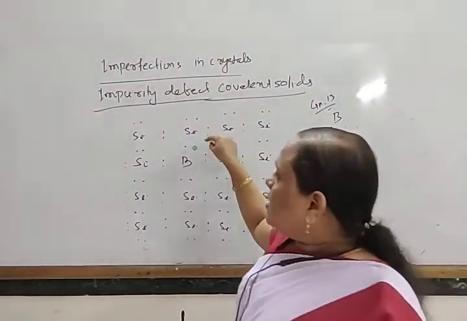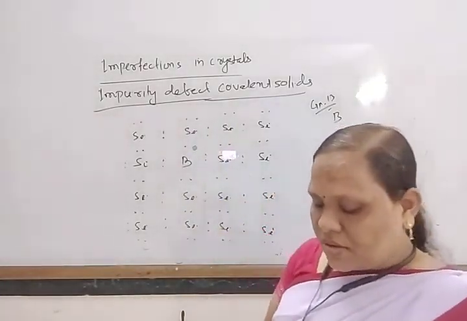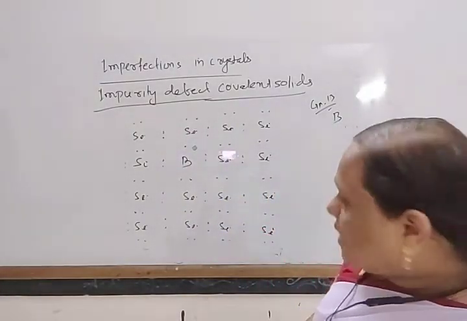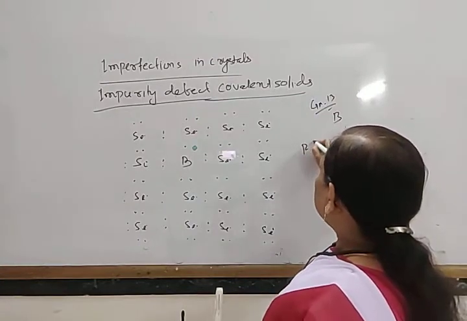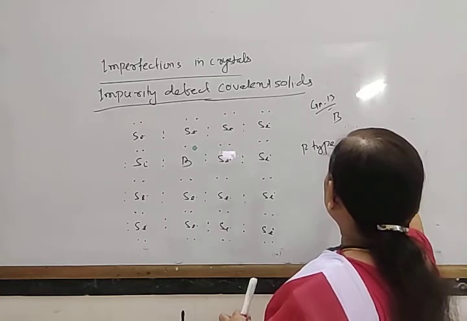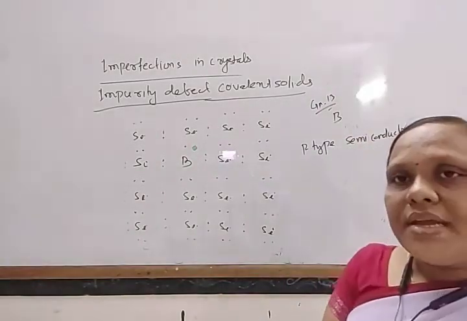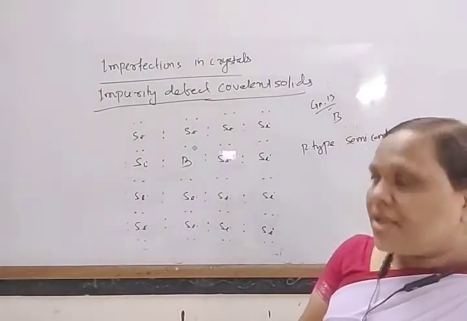As there is a deficiency of electrons in this type of semiconductor, it is called a p-type semiconductor. This is called a p-type semiconductor.